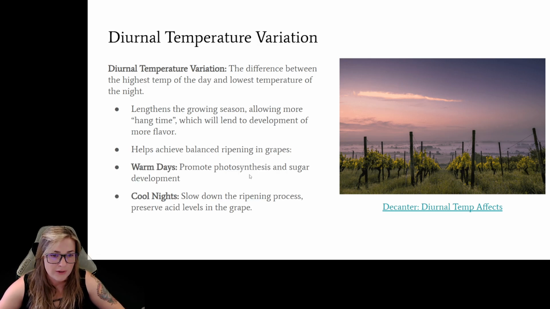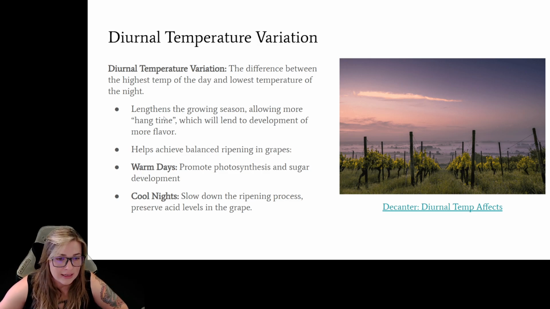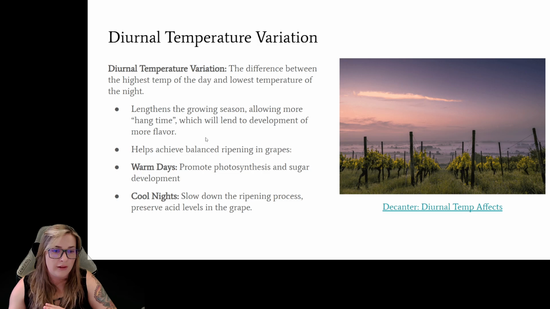So during the day, we have photosynthesis and sugar development, and at the night, we slow down this ripening process and we preserve the acid levels in the grape, right? So ultimately, we have a much more balanced ripening. It allows for a longer hang time. A lot of winemakers talk about their hang time, which will help to develop more flavor, because it isn't until the last stage of development for grapes that they start to develop the really nice aroma characteristics.